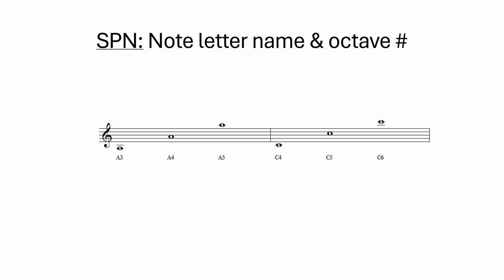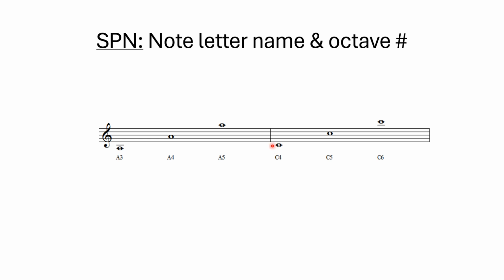So in this system, we will have a note letter name and an octave number. Here we have the note A and the number 3 right here. So this, in scientific pitch notation, is called A3. One octave higher, we have the note A4, and one octave higher than that, we have the note A5.